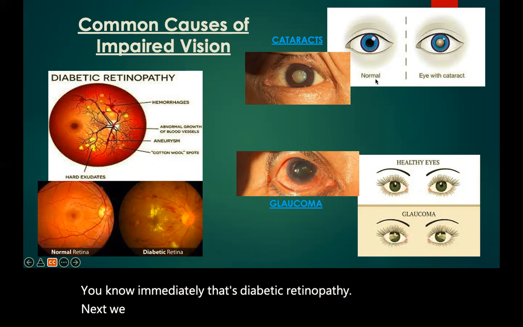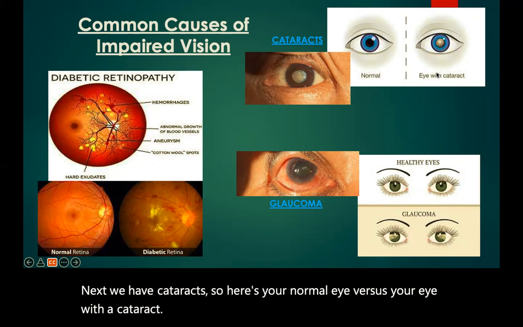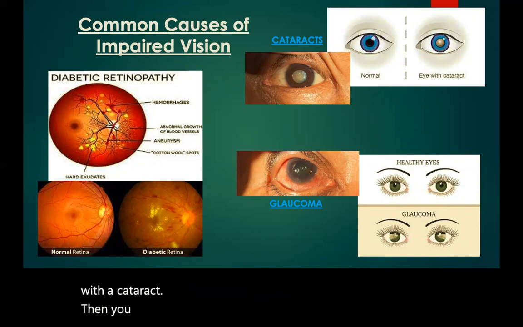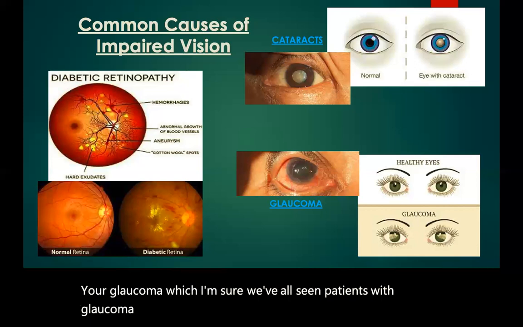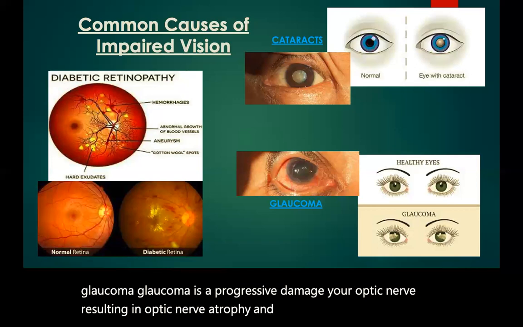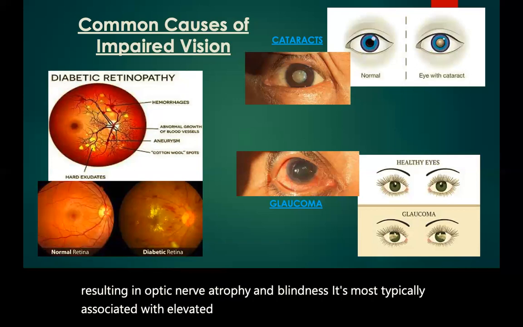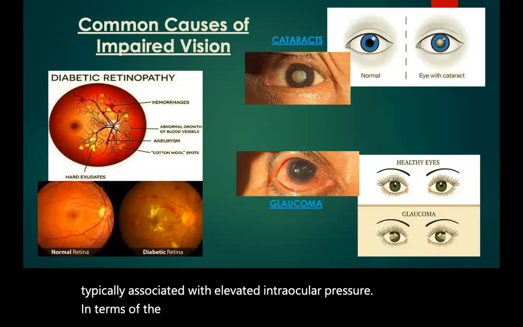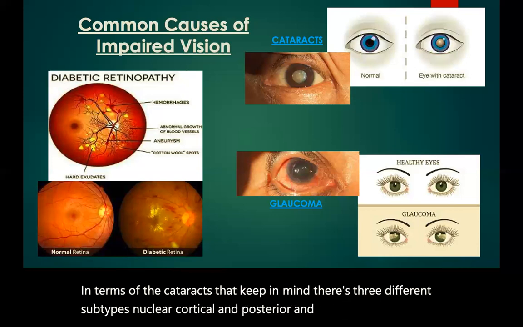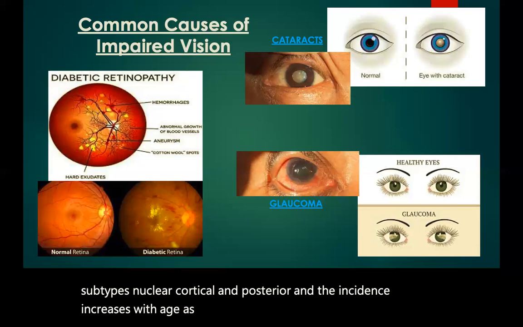Next, we have cataracts. So here's your normal eye versus your eye with a cataract. Then you have your glaucoma, which I'm sure we've all seen patients with. Glaucoma is a progressive damage to your optic nerve resulting in optic nerve atrophy and blindness. It's most typically associated with elevated intraocular pressure. In terms of the cataracts, keep in mind, there are 3 different subtypes: nuclear, cortical, and posterior. And the incidence increases with age. As you get older, you're at higher risk for getting cataracts.